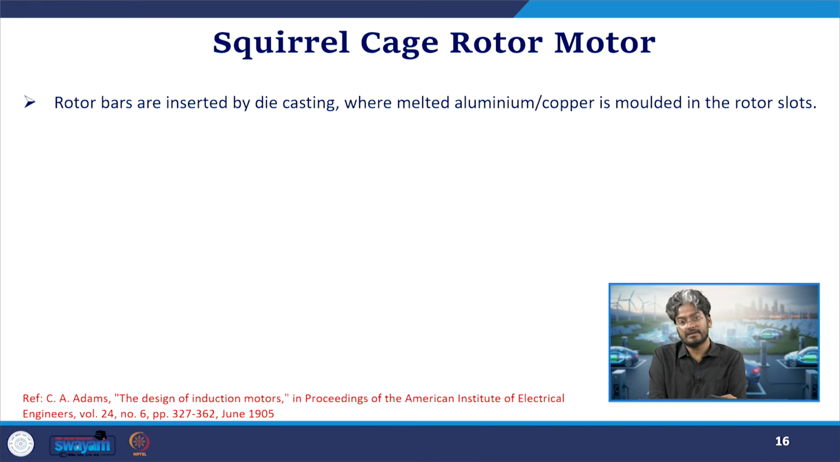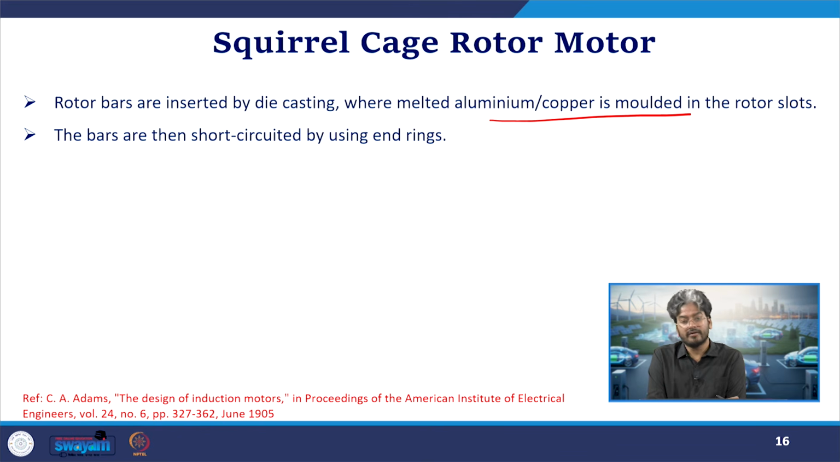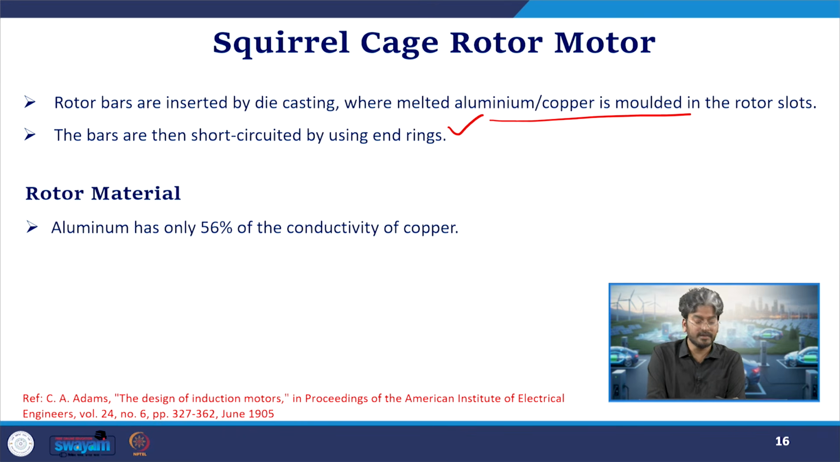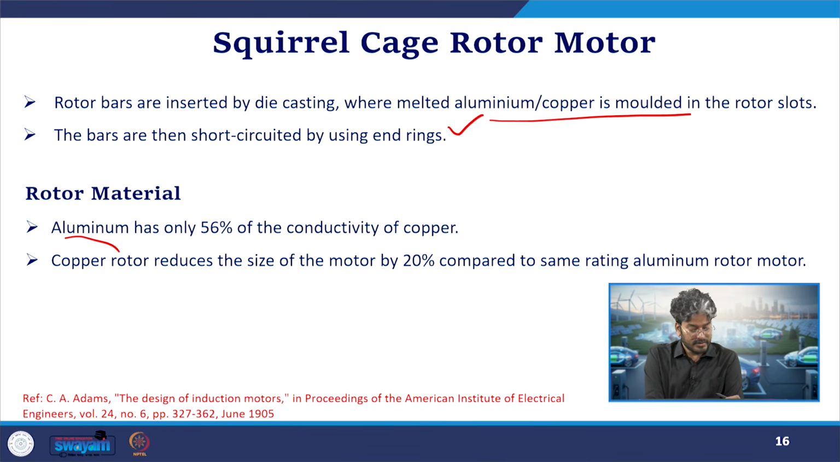Rotor bars are die cast, where molten aluminum or copper is molded in the rotor slots. Okay. So the rotor bars will be made from aluminum or copper based on the cost and the performance required from the motor. The rotor bars are short circuited by using the end rings. Rotor material: aluminum is one candidate, and copper is the other candidate. Here aluminum has only 56% of the conductivity of copper. So conductivity wise copper is better, but cost wise copper will be more costly compared to aluminum. Copper material is very costly.